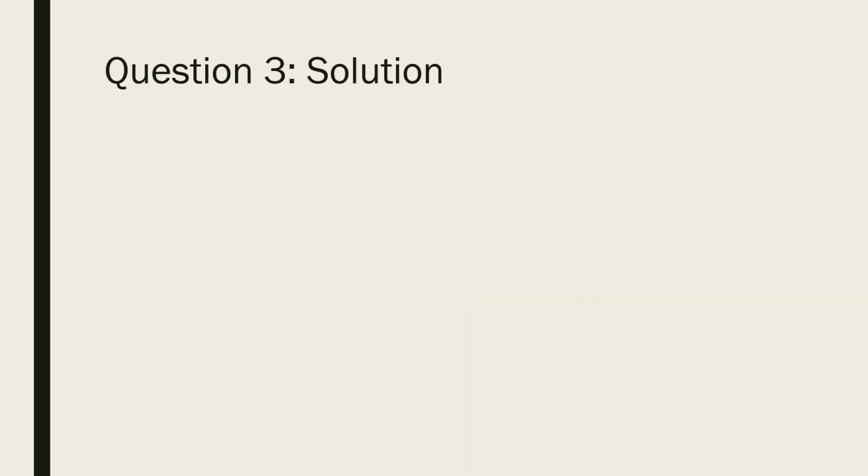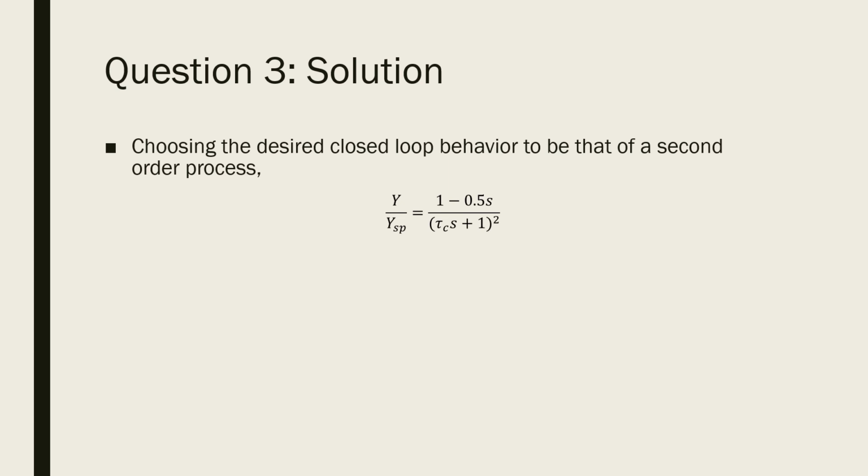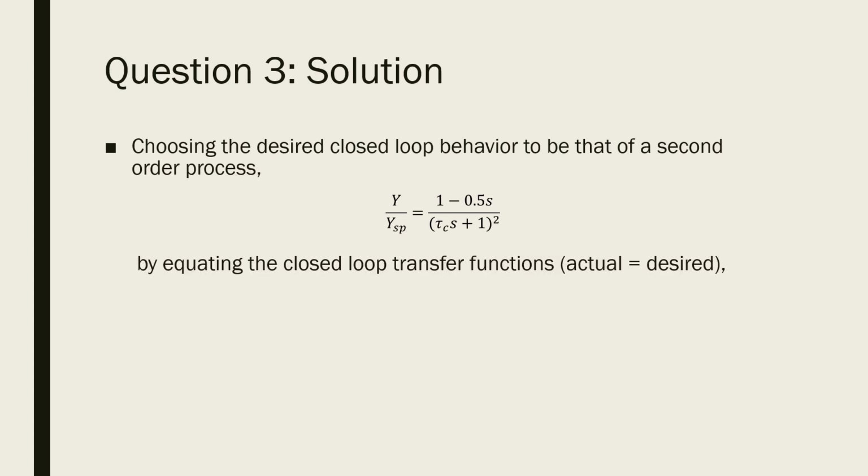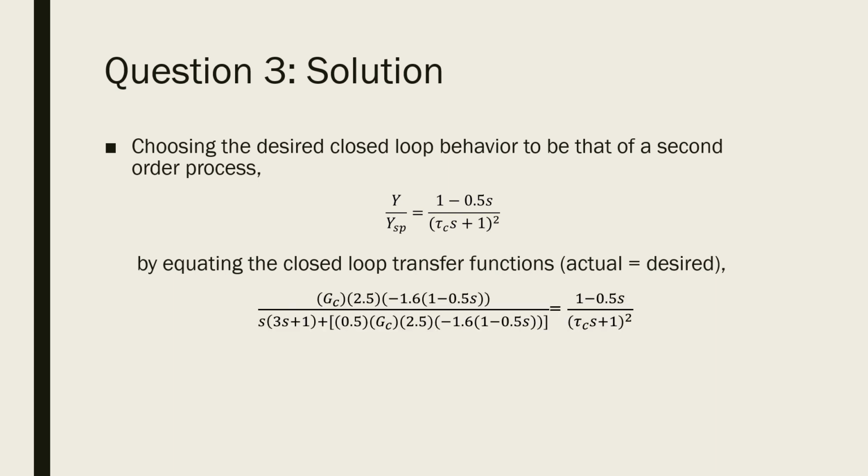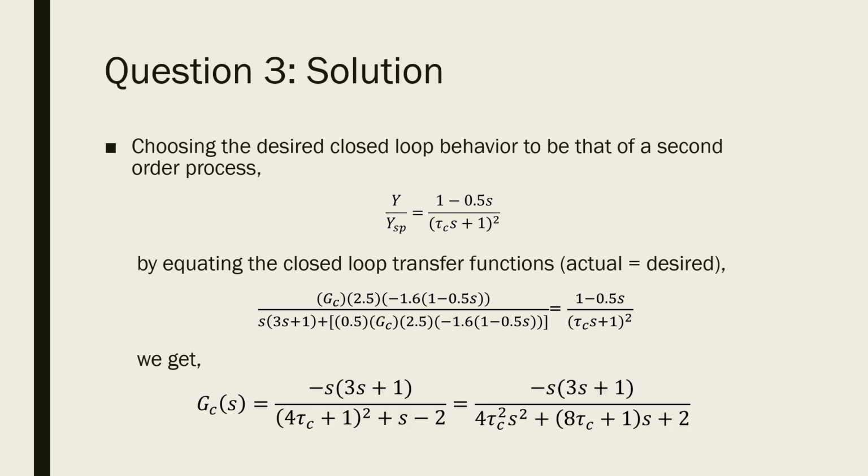Therefore, let us switch our desired closed loop behavior to be that of a second order process, which is given as follows. Then, by equating the actual and desired closed loop behaviors, we obtain the controller transfer function to be minus S times 3S plus 1 over 4 tau C square S squared plus 8 times tau C plus 1 times S plus 2. And this is the final solution for question 3.